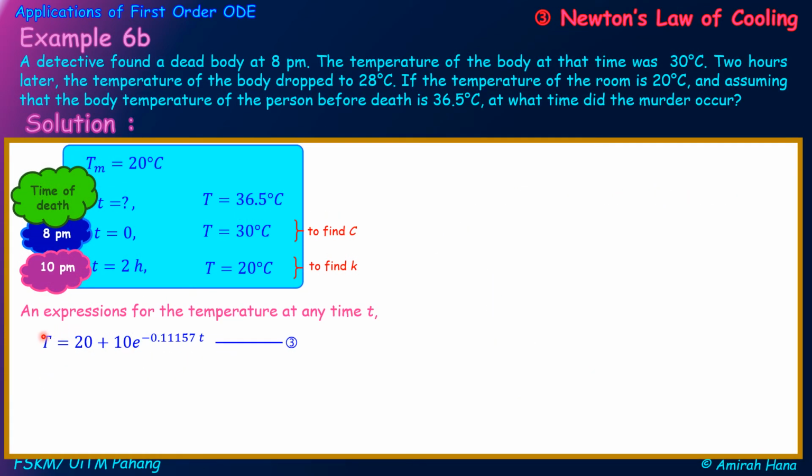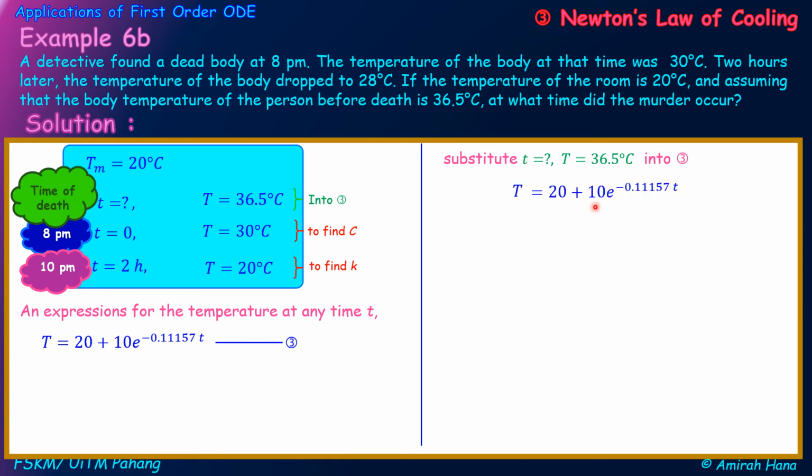From the previous slide, we get an expression for the temperature at any time T, given by temperature equals 20 plus 10 e to the power of negative 0.11157 T, and we name it equation 3. Then we can use this information and substitute into equation 3. Substitute temperature equals 36.5 degrees Celsius into equation 3. So from equation 3 here, we replace temperature with 36.5. So we get this, right?